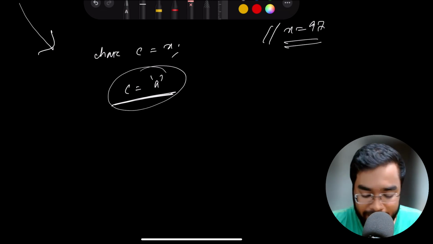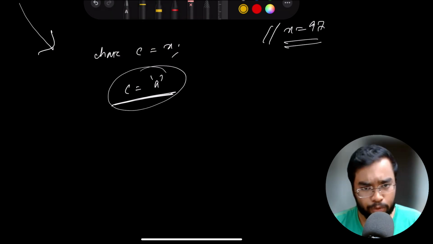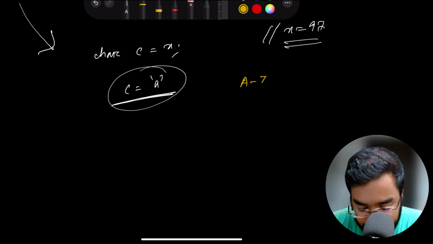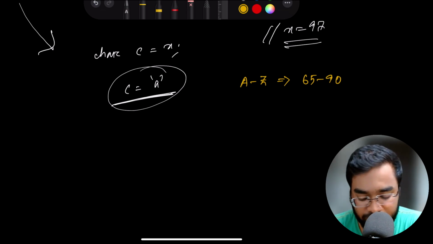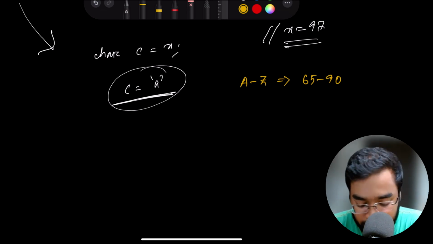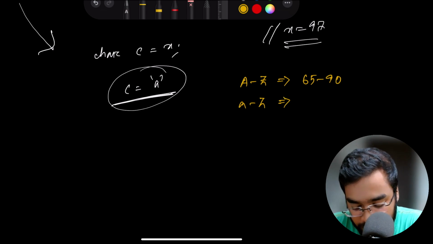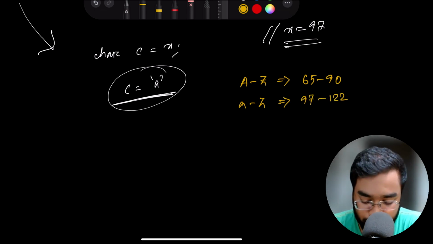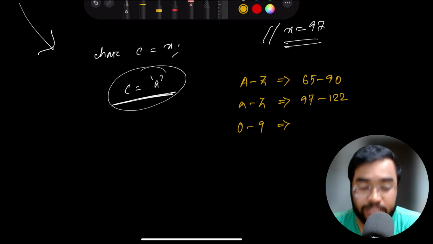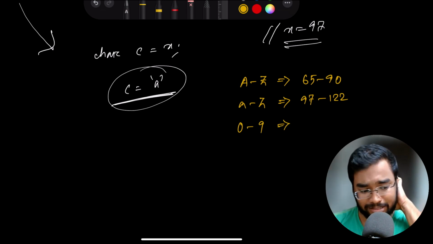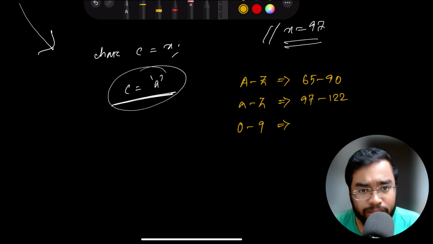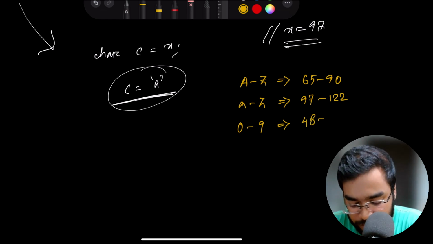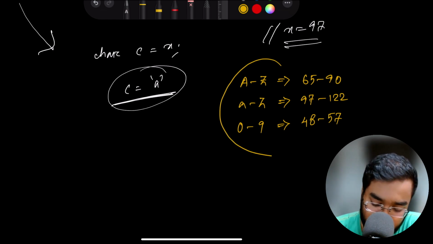Now I'm writing down some ASCII values. You need to remember them. Capital A to capital Z is 65 to 90. That means capital A is 65, capital B is 66, capital C is 67. Small a to small z is 97 to 122. And 0 to 9, 0 is also a character, because the computer doesn't understand a decimal number either, right? So when you press 9876, how will it understand what exactly it is? That's why 0 to 9 also have ASCII values, which are 48 to 57. You need to remember them.